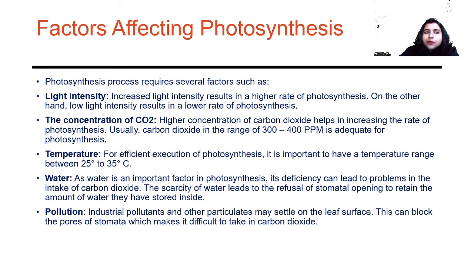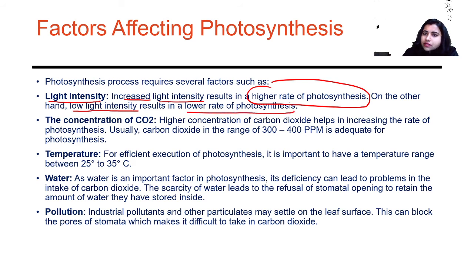So this is what is about the oxygenic and anoxygenic photosynthesis. Now let's move to the factors affecting photosynthesis. The factors which affect photosynthesis are your light intensity, obviously, because light is needed by the green plant for photosynthesis. If the rate of light is increased, the photosynthesis will also increase, right? So you can say increased light intensity results in higher rate of photosynthesis. On the other hand, low light intensity results in a low rate of photosynthesis.